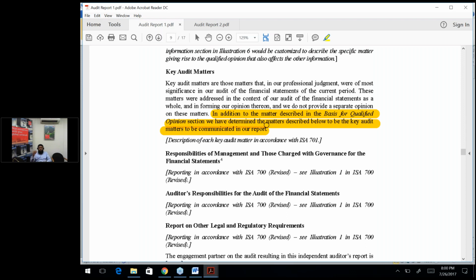So if you read this key audit matter section of this qualified report, it says, in addition to the matter described in the basis for qualified opinion section, we have determined the matters below to be the key audit matters. So in addition to that.